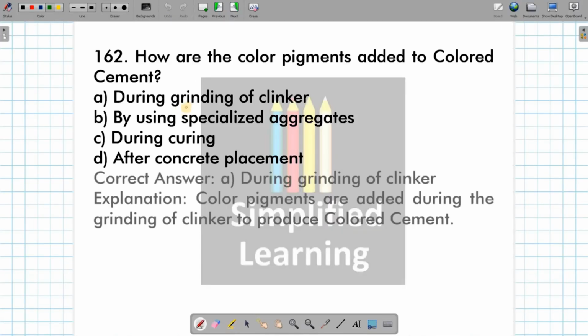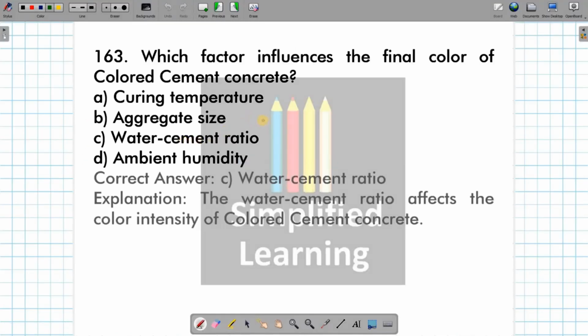Then how are the color pigments added to the colored cement? During grinding of the clinker, the pigments are added, right? And which factor influences the final color of colored cement concrete? Obviously, the water cement ratio is going to influence the final color of colored cement concrete.